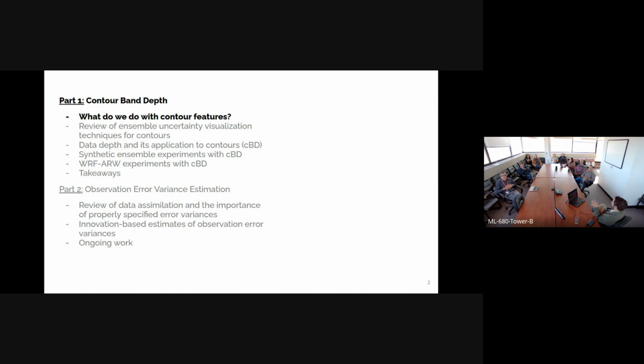A quick overview of the first part of the talk, at least. We're going to start by just discussing a little bit why we care about looking at contour data and using contour features specifically. Going to review a couple existing proposed techniques for picking apart ensemble uncertainty with a focus on contour features. I'm going to introduce this idea of a data depth and a way that we can apply it to looking at contours and come up with a way to rank contour data. Then going to do a couple experiments with this method with some synthetic ensembles just to get a handle on how it works and some of the strengths and shortcomings of it. And finally, we're going to use the method to pick apart a couple experiments looking at some convective systems with WRF-ARW.